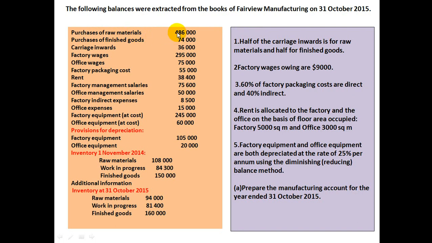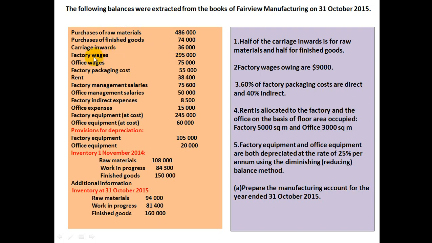Purchases of raw material given to us. Purchases of finished goods given to us. Raw materials purchases will be used in the cost of goods manufactured statement. Finished goods purchases will be used in cost of sales portion of income statement. Carriage inwards paid for both purchases is given here.